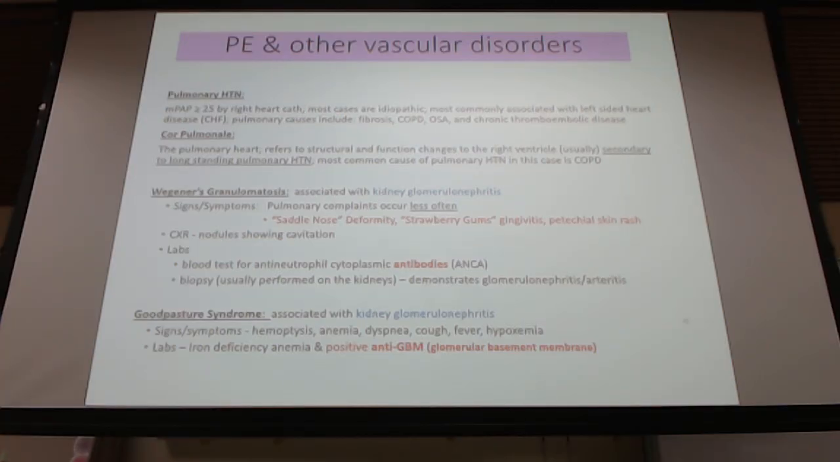Goodpasture's is very similar. It's an inflammation, a vasculitis in the pulmonary vasculature. This is presented a little bit more as pulmonary symptoms, but not by that much more, though patients can have more respiratory symptoms with this. And then this is the anti-glomerular basement membrane. So if you see that, that should tie you back to the questions. Not going to talk about treatment because you're not going to treat it.